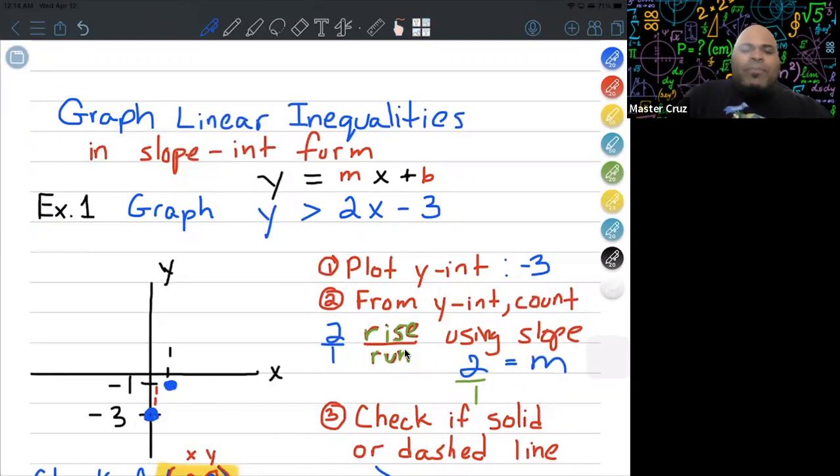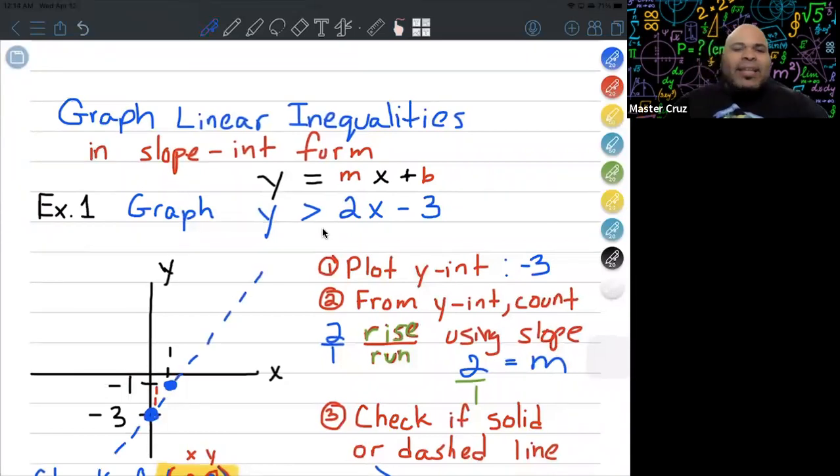Now, usually here, you would just connect the dots. But now you have to be careful. You have to check if this is going to be a solid line or a dashed line. Well, because this does not say equal to, right? If it had the line at the bottom, it would be equal to, but it doesn't. This is going to be a dashed line. So I'm going to come here and draw a dashed line.